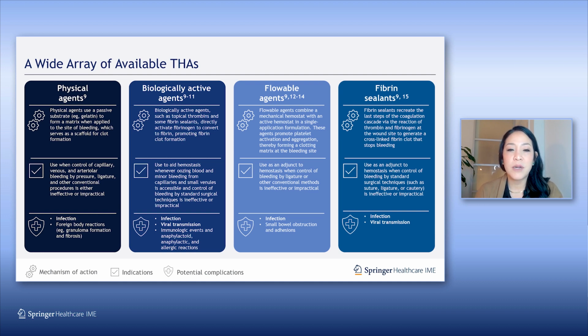So I would like to start by reviewing the 4 main categories of the topical hemostatic agents, or as we've kind of been abbreviating during this talk, THAs. There are a wide array of these available THAs, which can then be divided into physical agents, biologically active agents, and flowable agents, then fibrin sealants.